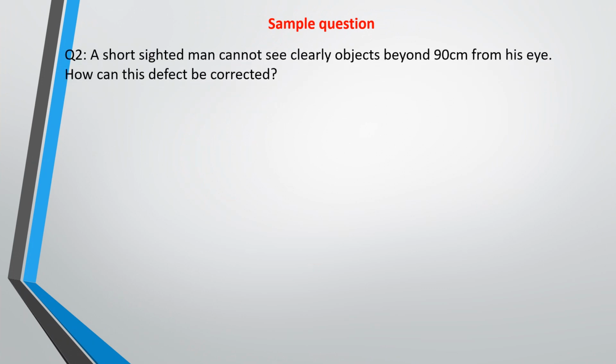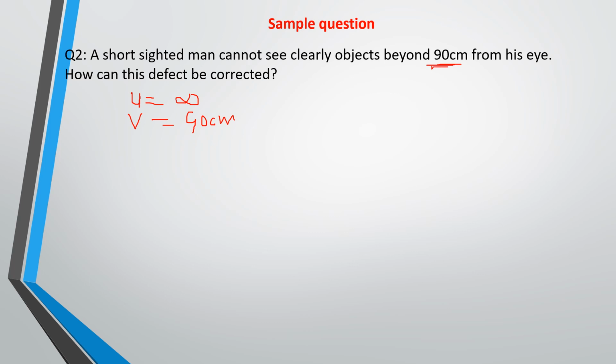So this is another sample question. It says that a short-sighted man cannot see clearly objects beyond 90 centimeters from his eye. How can this defect be corrected? What you are looking for is the focal length of the lens that you use to correct this defect. For this particular one, the object distance is at infinity. The image distance is 90 centimeters. That's what is given to you, the image distance.